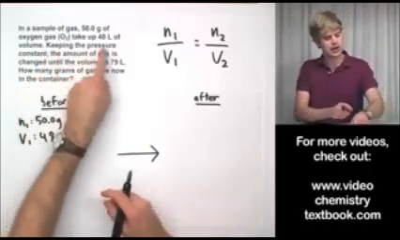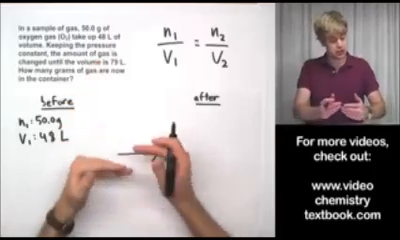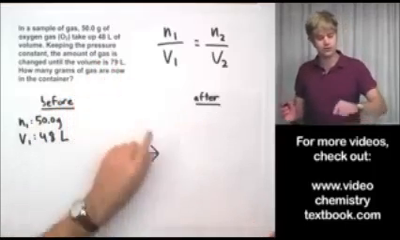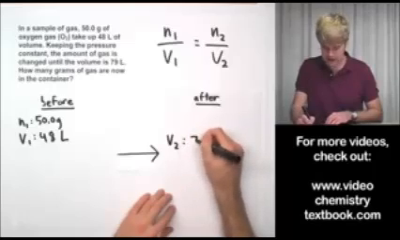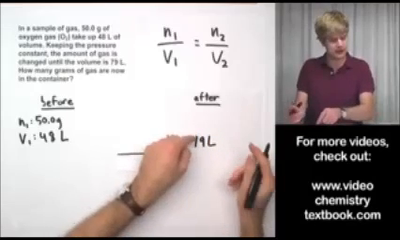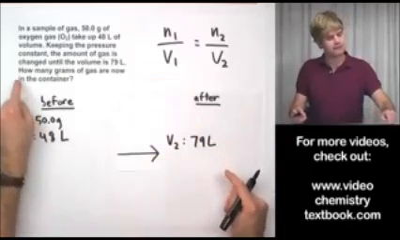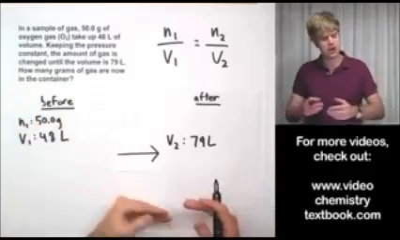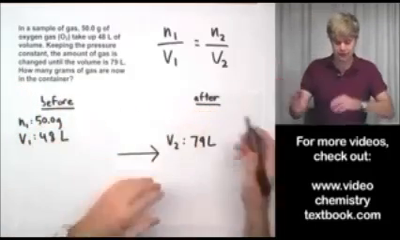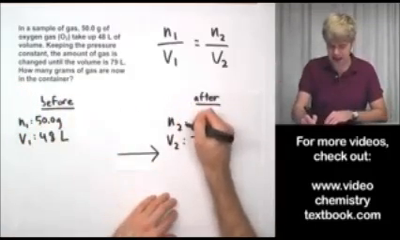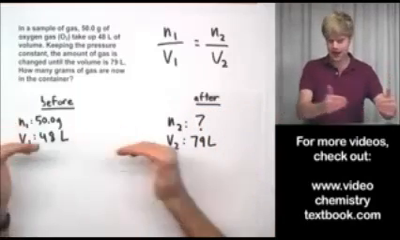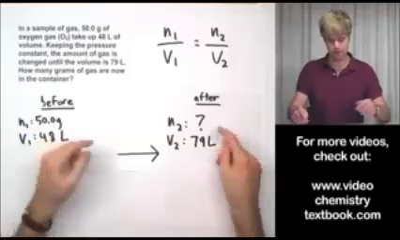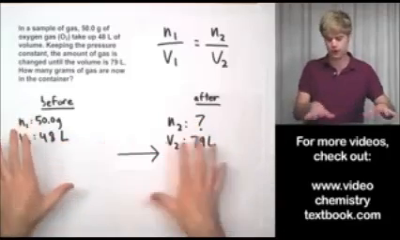Now here's the change. Keeping the pressure constant, the amount of gas is changed until the volume is 79 liters. Okay, so that means that my v2 is going to be 79 liters, the volume after the change. And the question is, how many grams of gas are now in the container after the change? So it's going to be n2 that I'm going to be solving for. So now I've got my variables straight. I know what I'm going to be solving for, and I know the other ones.